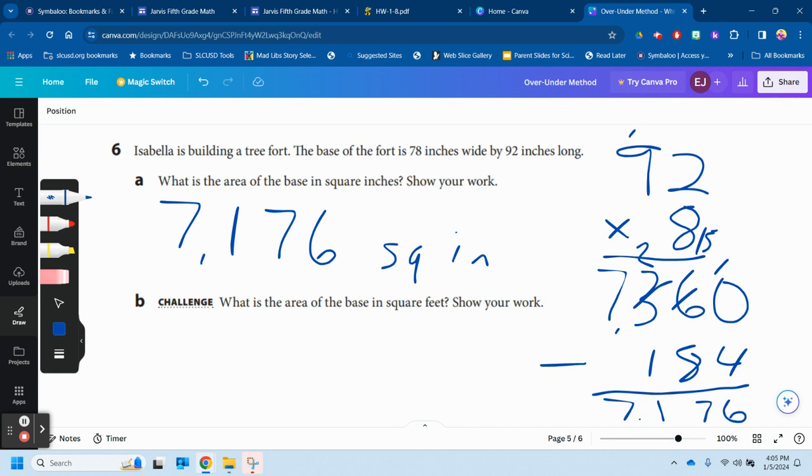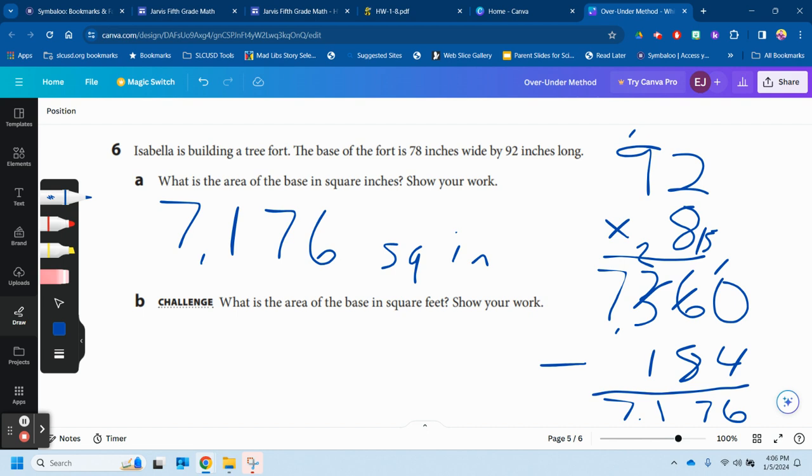In my opinion, an easier way would just be to do the long multiplication, the old standard way, 92 times 78. I think there's less room for error there. So now, what's the base in square feet? Well, 1 square foot is 144 inches. So I'm just going to go ahead. I'm not opposed to using a calculator with this. So I'm just going to type in on my little phone 7,176 divided by 144.